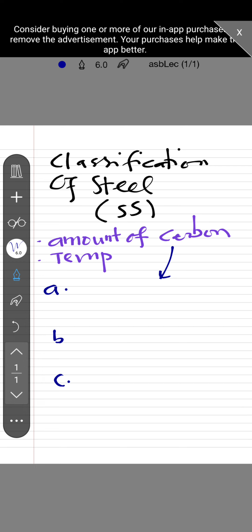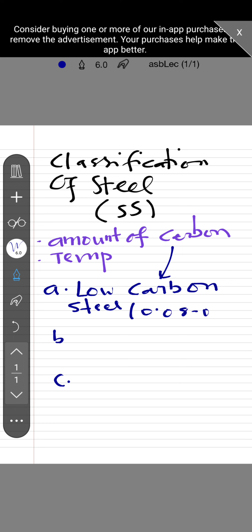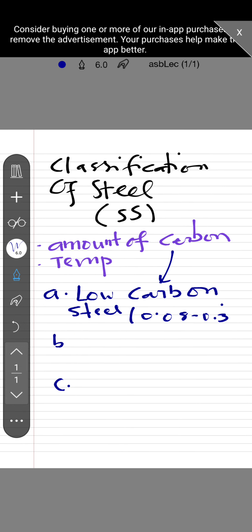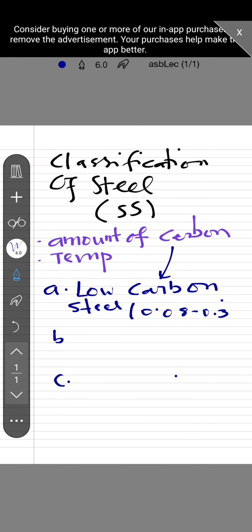The first one is called low carbon steel, where the carbon concentration is between 0.08 and 0.3%. These are called low carbon steel.